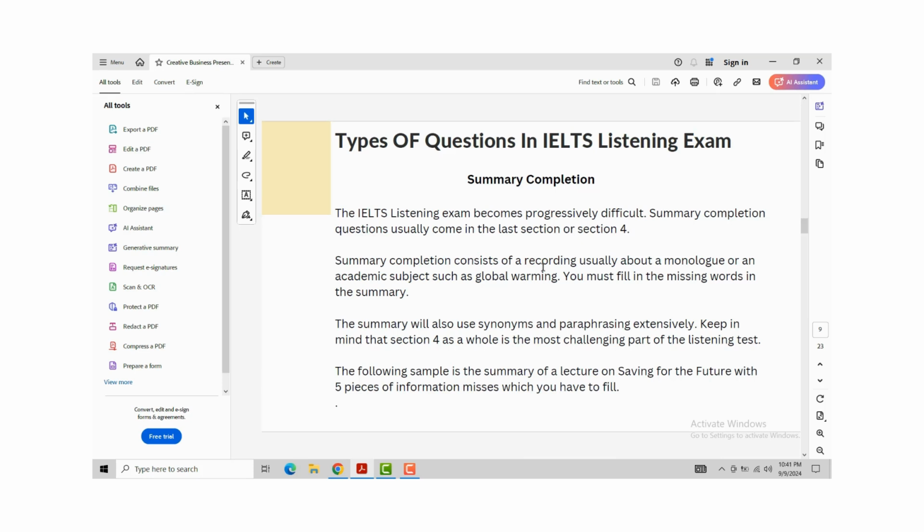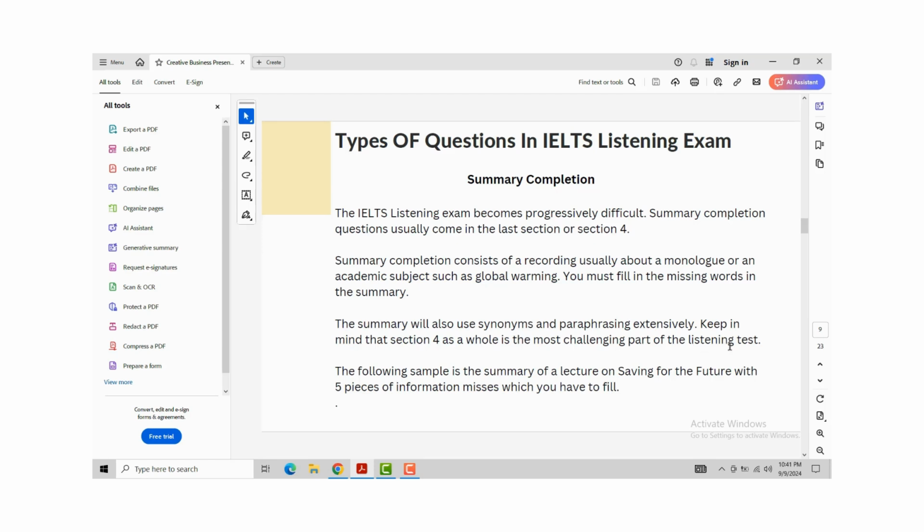Summary completion consists of a recording usually about a monologue or an academic subject such as global warming. You must fill in the missing words in the summary. It is similar to sentence completion, but instead of individual questions, it is a whole summary, and you have to complete the summary by adding the missing words. The summary will also use synonyms and paraphrasing. Keep in mind that section 4 as a whole is the most challenging part of the listening test.